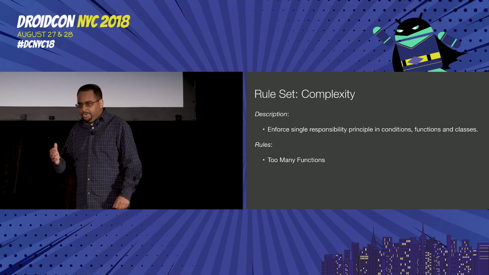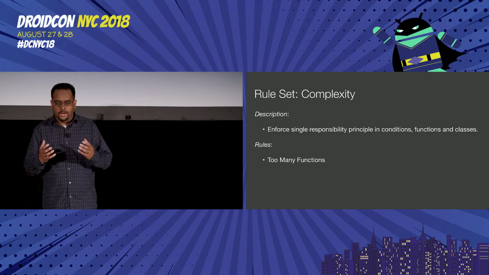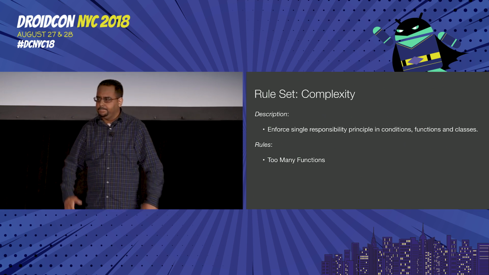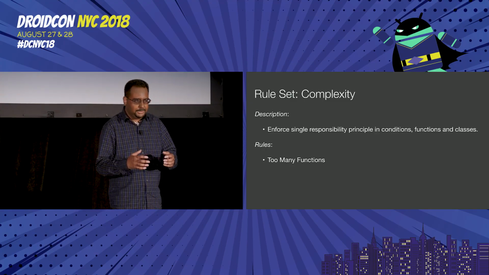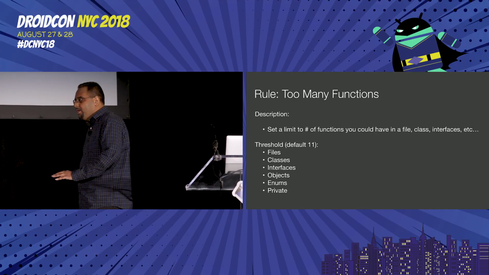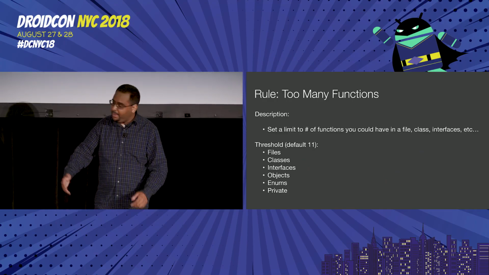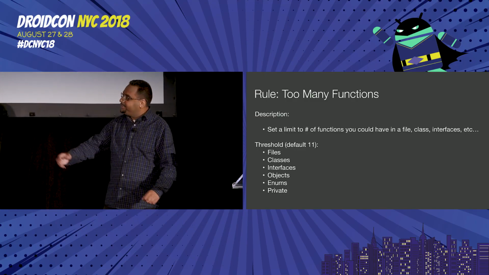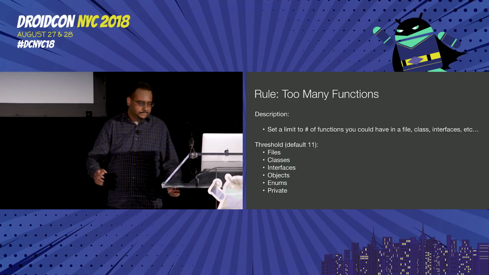So the other approach, the simple approach we're going to look at, is determining complexity by limiting how many methods a file could have. If you want to follow the single responsibility principle, you give as little responsibility as possible to a class. So let's look at the implementation of a rule called TooManyFunctions. What it does is set a limit to the number of top-level functions you could have in a file, the number of classes, the number of methods you could have in a class, and the number of methods you could have in an interface. Default is 11. You could change that.